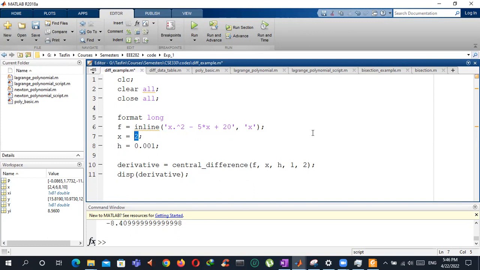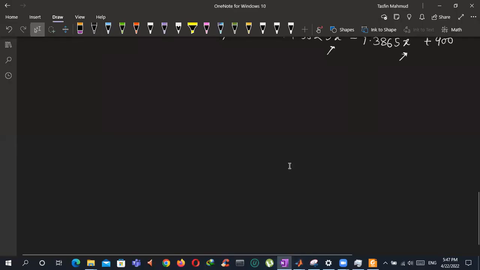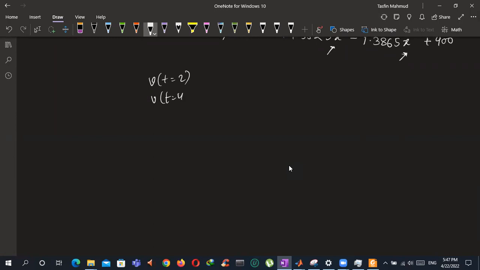5 values for velocity. So after getting the velocity values, you will again have to fit the curve. You will know the velocity for time equals 2, for time equals 4, for time equals 6, right? So you will get 5 data points for velocity as well. You will be able to calculate the velocity for time equals 2, time equals 4, time equals 6, and so on.